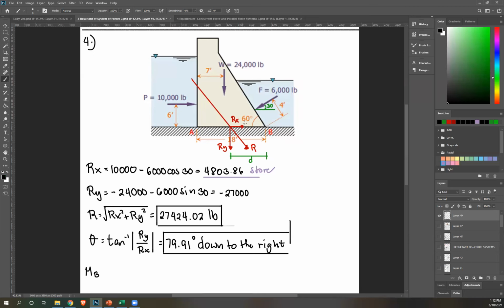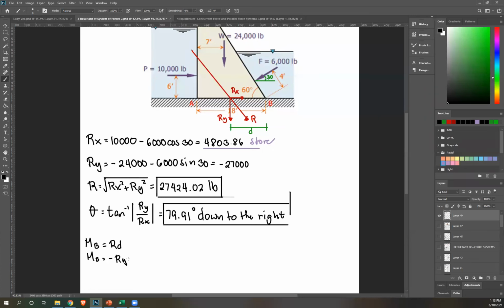Okay? So I'm going to take components here. Rx will pass through B, so I'm going to ignore that. And next, we have Ry. Rotate Ry about B. That's counterclockwise. So equals Rd. But it's also equal to negative, since it's counterclockwise, Ry times D. Okay, now let's create our equations.